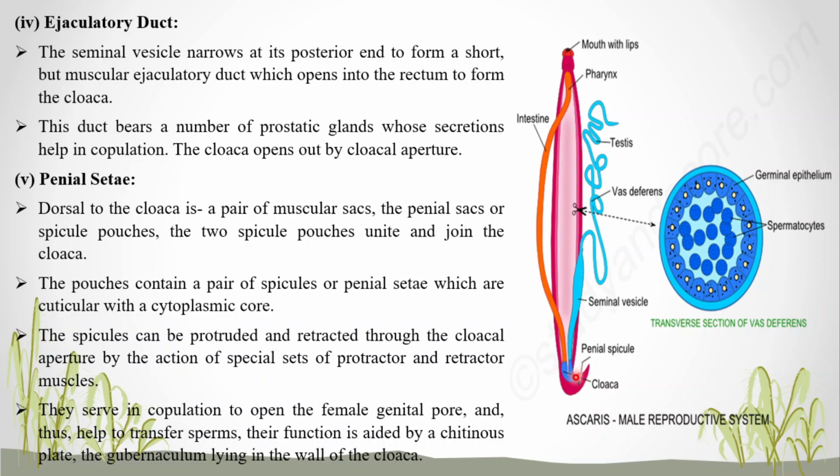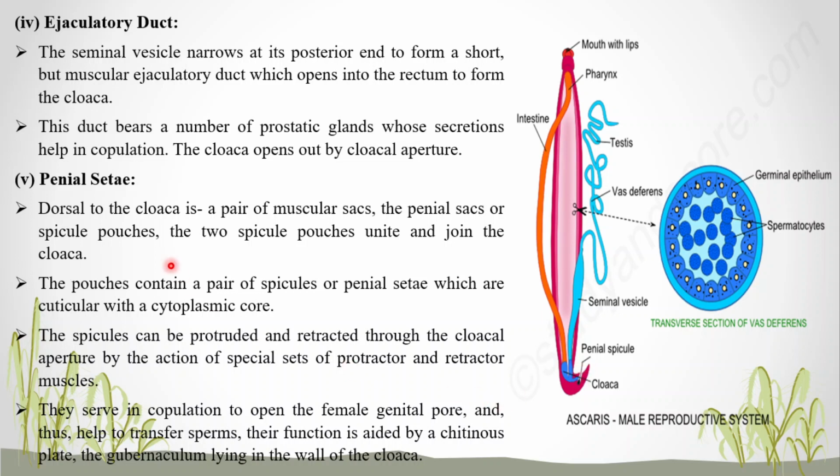This is the outgrowth, blue colored structure. It is an outgrowth of the cloaca. This duct bears a number of prostatic glands whose secretions help in copulation. Prostatic glands are present over here, which secrete a fluid which helps in copulation. The cloaca opens out by the cloacal aperture, at the outermost portion of the posterior end.